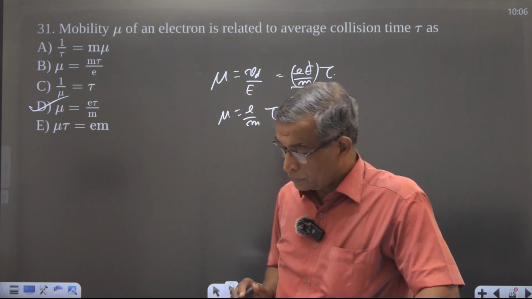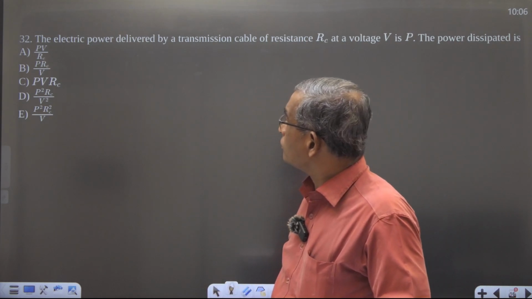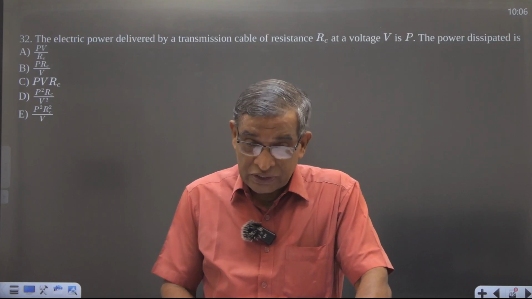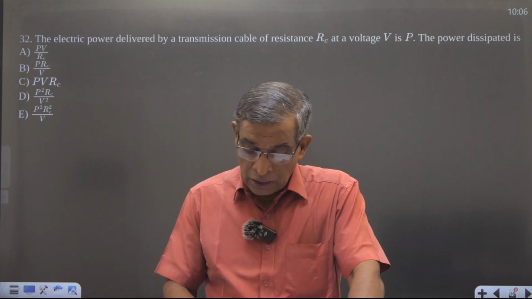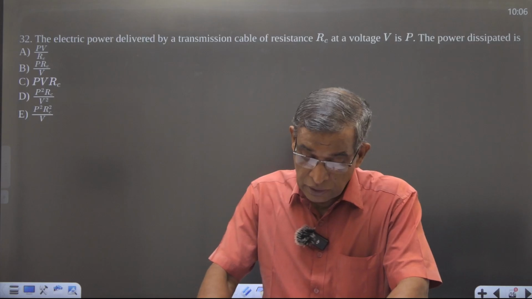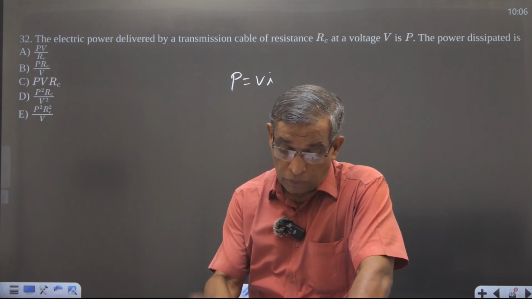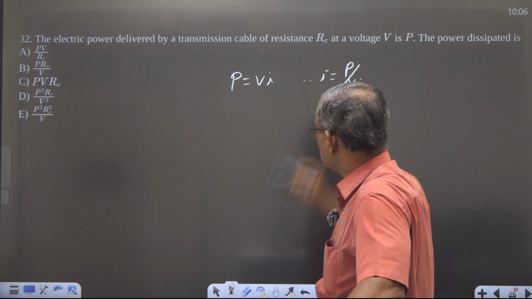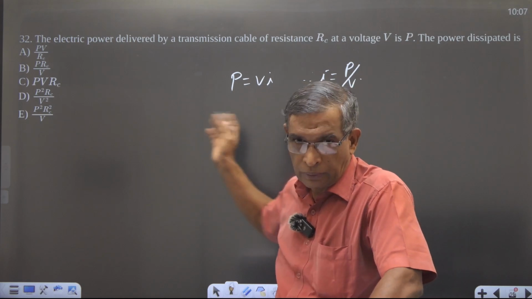Now next question. The electrical power delivered by a transmission cable of resistance RC at a voltage V is P. The power dissipated in the cable is... Now you know the basic definition of power, P is equal to VI. And therefore, I is equal to P by V. The current in the device is given by P by V from this relation. P is equal to VI, from this, I is equal to P by V.